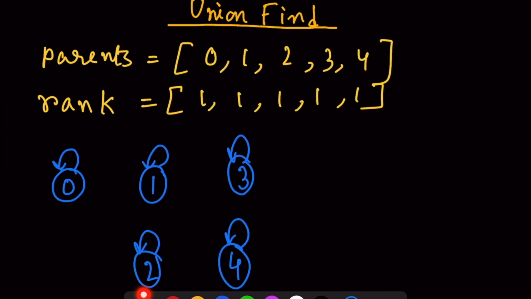Union find solution: we start with a parents list and a rank list. Let's say we have these 5 nodes from 0 to 4. Initially each node will point to itself, so the parent of 0 is 0, the parent of 1 is 1, and so on. Also we are taking one rank list, which is basically the size of the component. So each node is a component initially, so there will be 5 components, and each component will be of size 1.